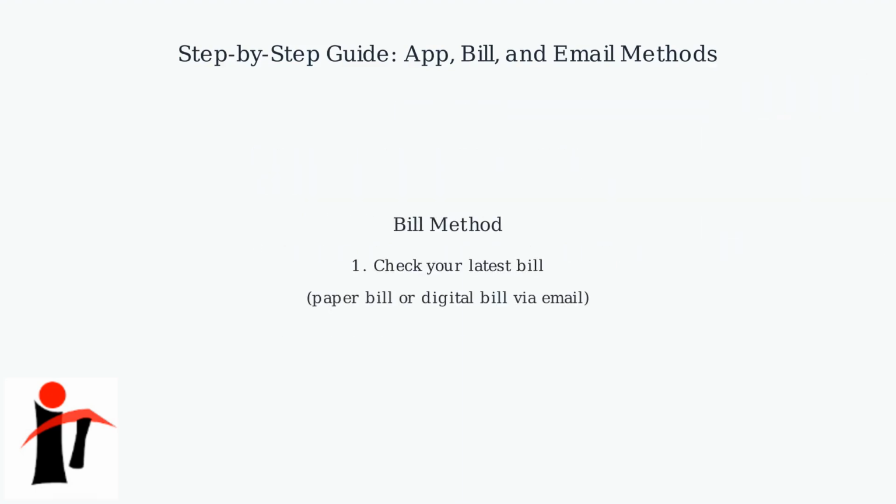Second, the bill method. Check your latest bill, either a paper bill you receive in the mail or a digital bill sent to your email. The account number is usually located at the top or in the account summary section.